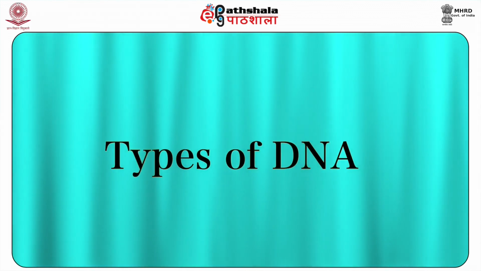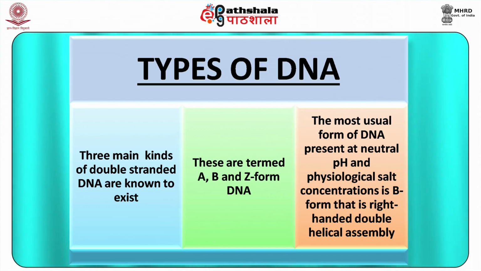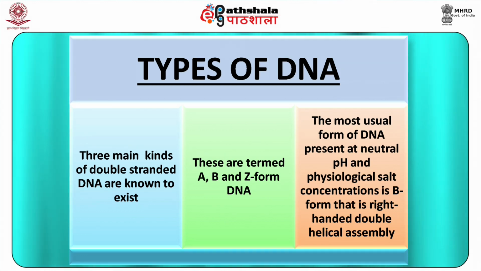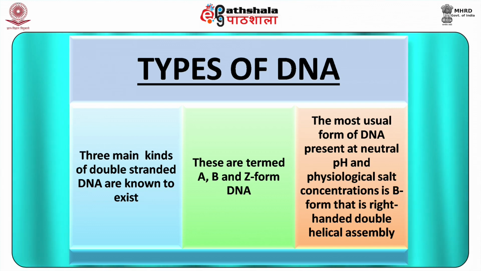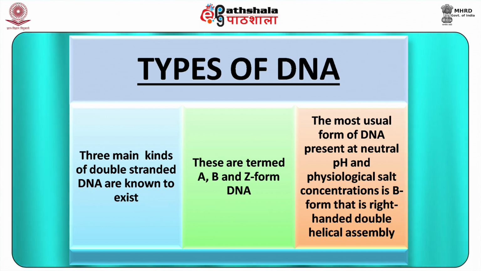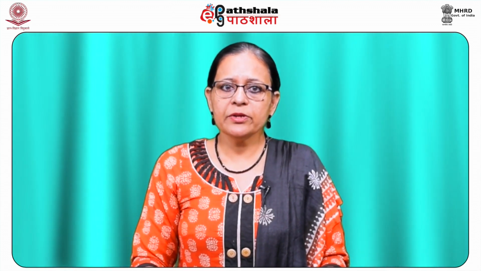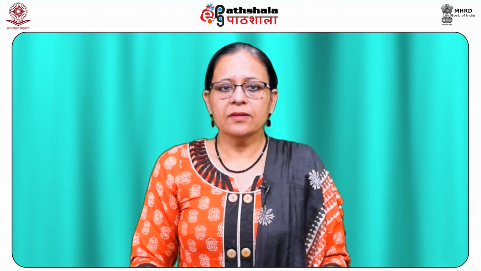Types of DNA. Three main kinds of double-stranded DNA are known to exist. These are the A, B, and Z forms of DNA. The most usual form of DNA present at neutral pH and physiological salt concentrations is the B form, that is a right-handed double helical assembly. A relatively denser right-handed duplex with lesser distance among the base pairs has been labeled for RNA-DNA duplexes and RNA-RNA duplexes. This is known as A form nucleic acid.